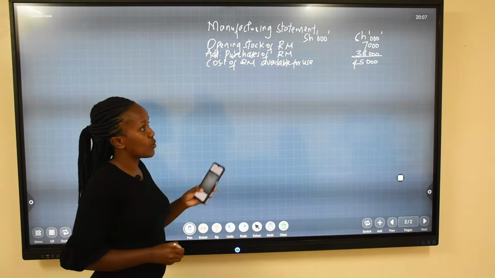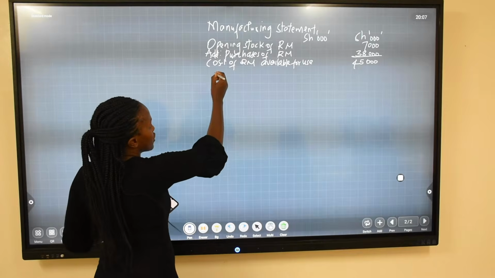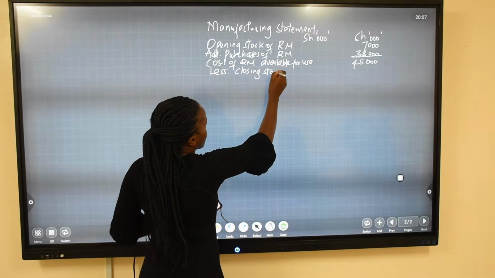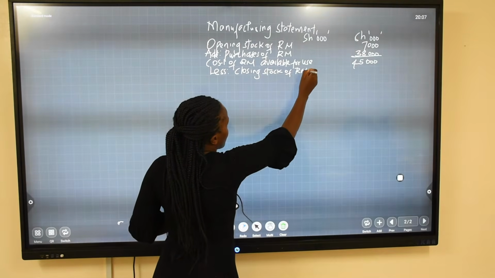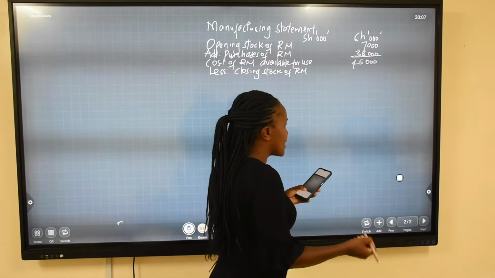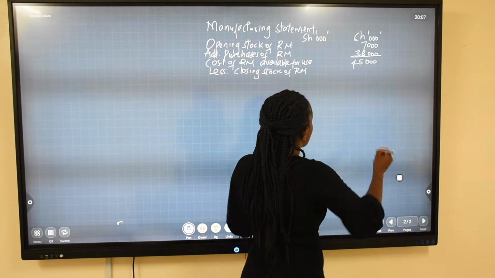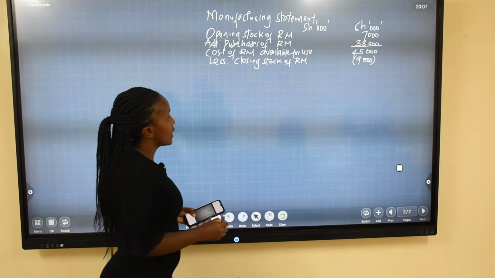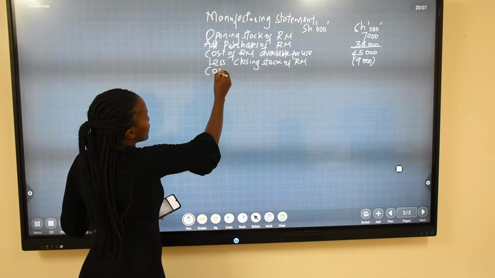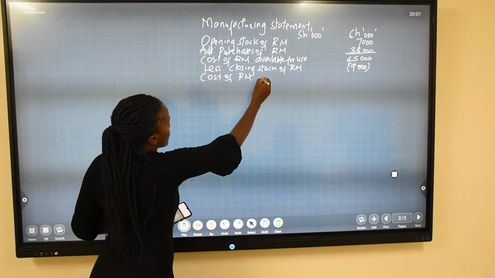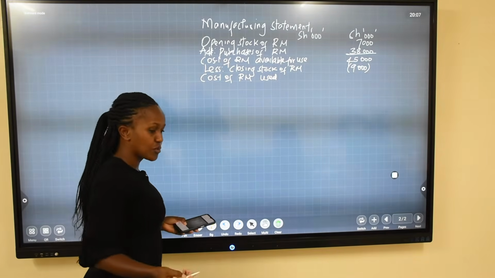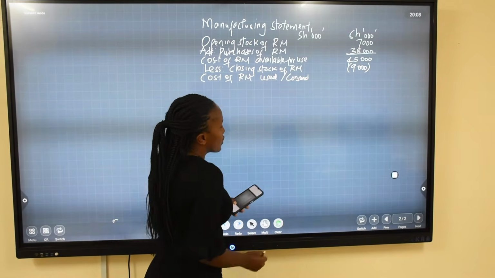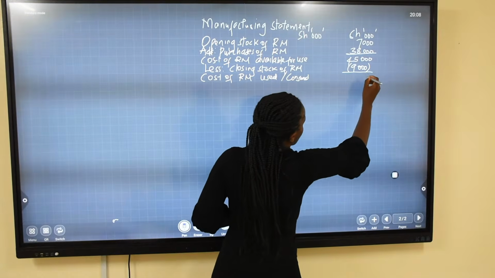And because we did not use all these raw materials, then it brings us to less the ones we did not use. So we are going to less closing stock of raw materials. We are lessing the ones we did not use so that we can get the value of the one we used. So closing stock of raw materials is given as 9,000 there. And then what we get is the cost of raw materials used. Used or consumed. When you say consumed, it is consumed in production. So how much is that? It's going to give us 36,000.